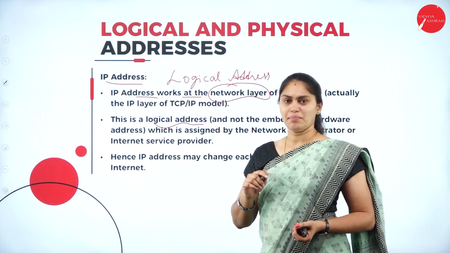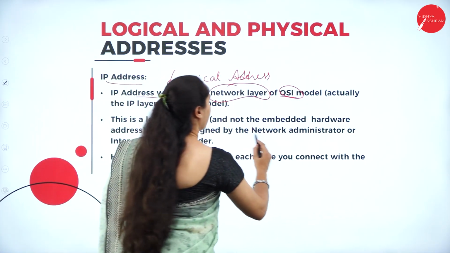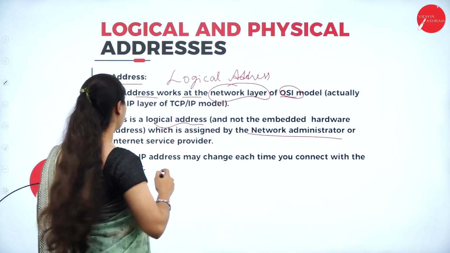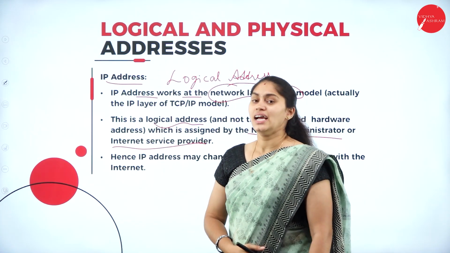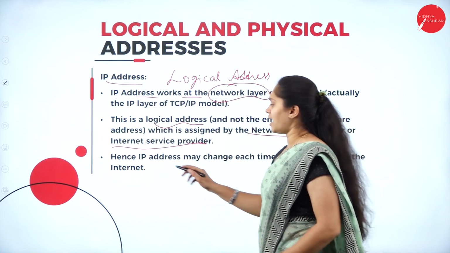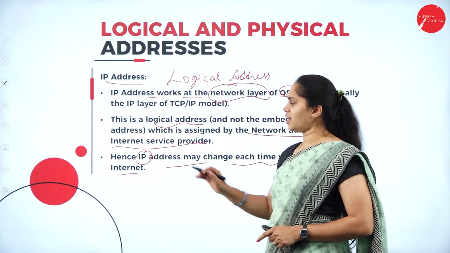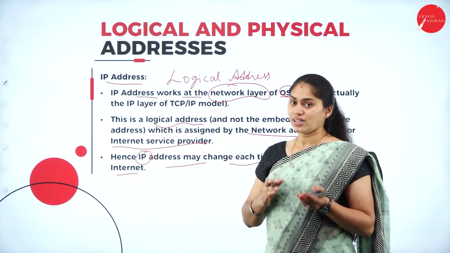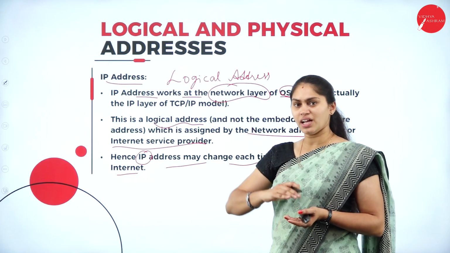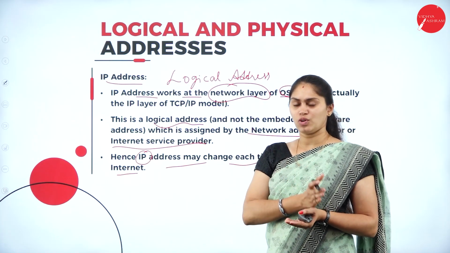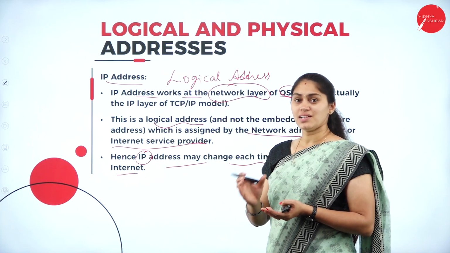But the IP address, or logical address, is assigned by the network administrator, or else it can be assigned by the internet service provider. That is the reason the IP address may change each time you connect to the internet. So the logical address may vary, but not the physical address. The physical address holds the address of a manufacturer and its adapter. The first half holds the address of the manufacturer, and the second half has the address of its adapter.